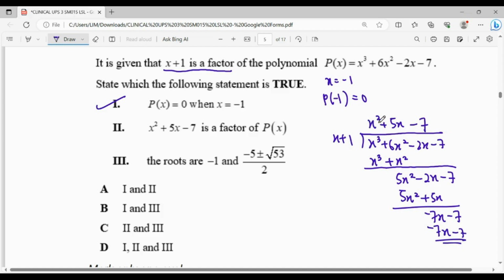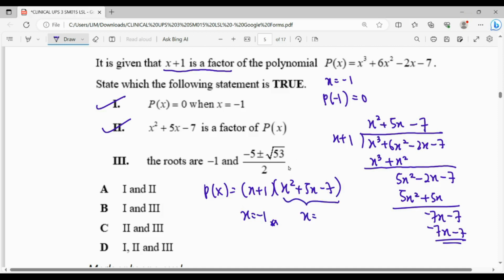Automatically, the other factor will be x squared plus 5x minus 7. So the polynomial can now be written as x plus 1 times x squared plus 5x minus 7. In order to find roots, x equals negative 1 is one of the roots. For this quadratic, we have to find out what x is. We can use a calculator or we can use the formula.